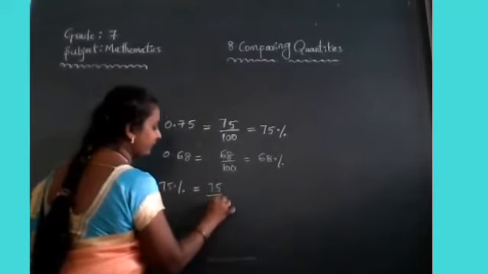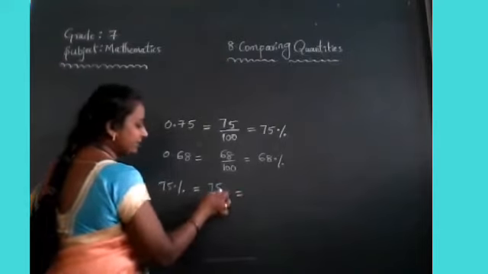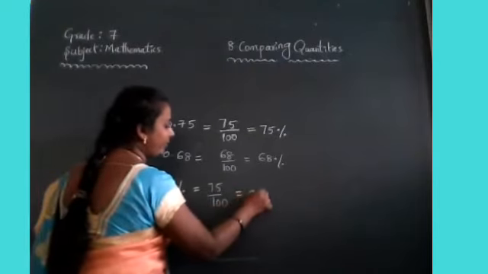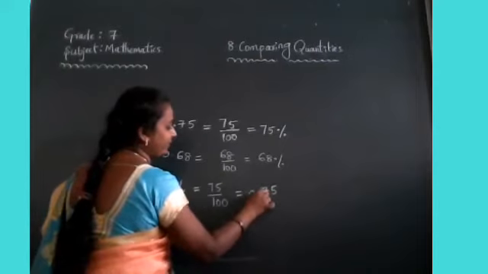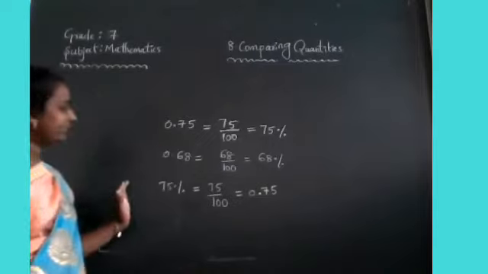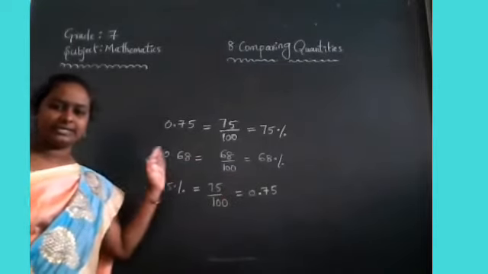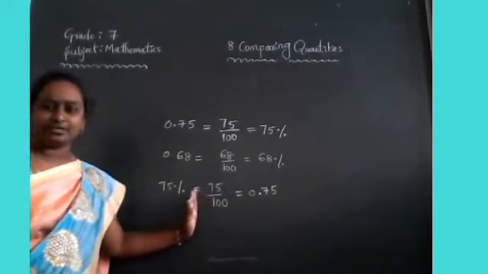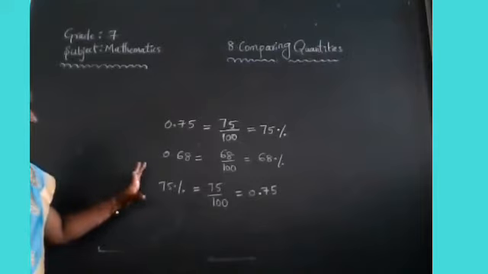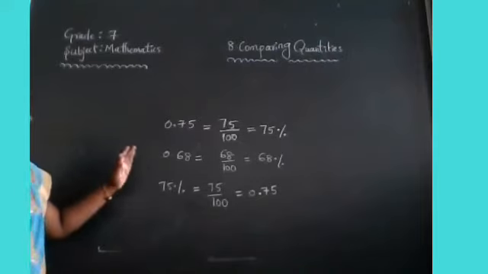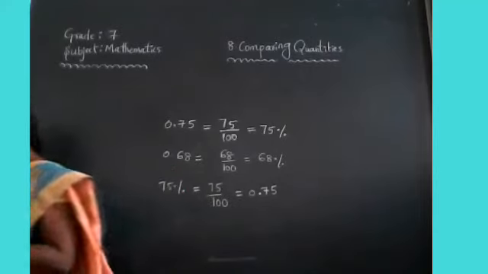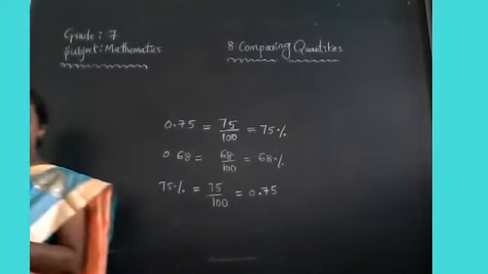75% is nothing but 75 by 100. So what is the decimal of 75 by 100? That is 0.75. So like this, percentage to decimal, decimal to percentage, fraction to decimal, and again decimal to fraction. So like this we can use percentages. Based on that, you have to try these problems.